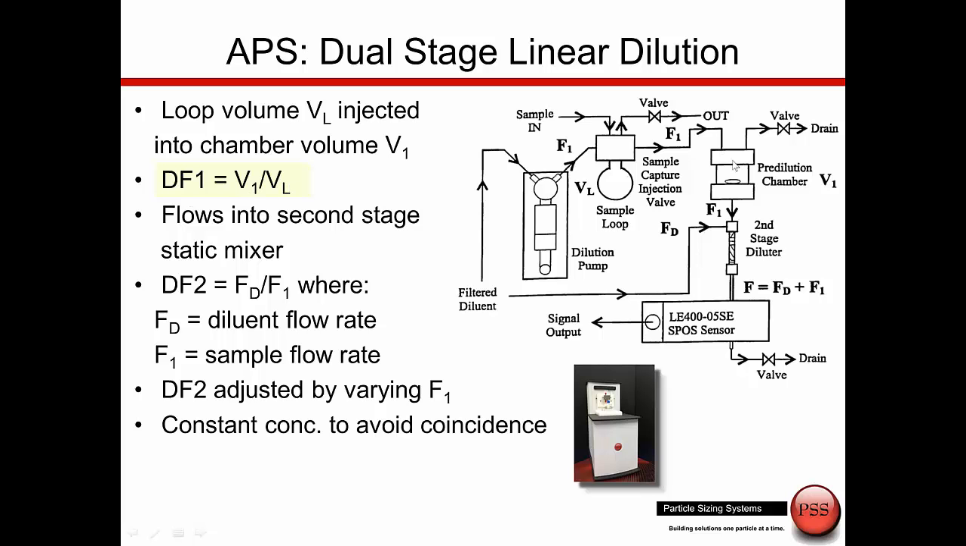Now what we're going to do is take the sample which has been diluted in this chamber and pump it down through the sensor. But before it reaches that sensor, we're going to bring in another line of filtered water. And here we're going to look at flow rates: the flow rate coming from this chamber divided by the flow rate coming from here, and this is going to give us our second dilution factor. So we have control of this loop volume, we have control of our flow rate of the diluent here, and here we can adjust what we call DF2, and this allows us to dilute the sample even for very high concentration samples.